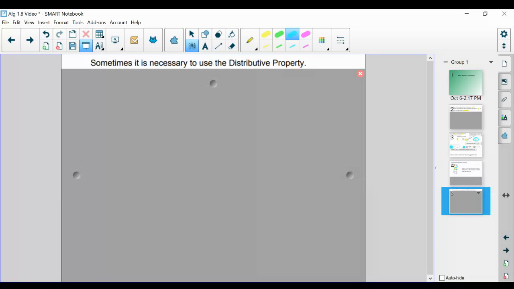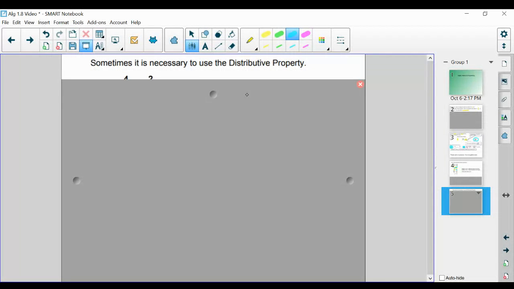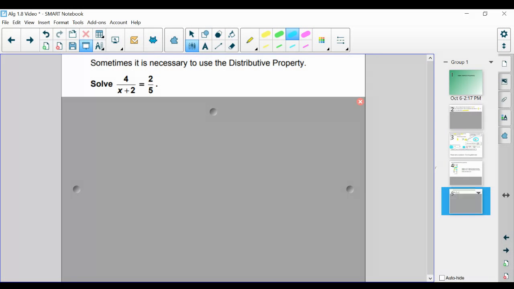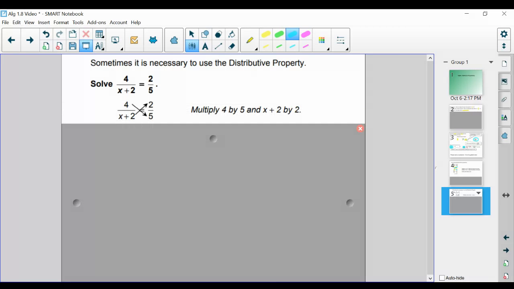Now, sometimes it's necessary to use the distributive property while, in addition, using the cross product. And let's go through an example. Sometimes you're going to have to use the distributive property twice, right? But there are possibilities when we have to use the distributive property. So let's say we want to solve this proportion. We have 4 divided by x plus 2 equal to 2 over 5. That means we're going to use the cross product, and we're going to multiply 4 by 5. We're going to multiply 2 by x plus 2.